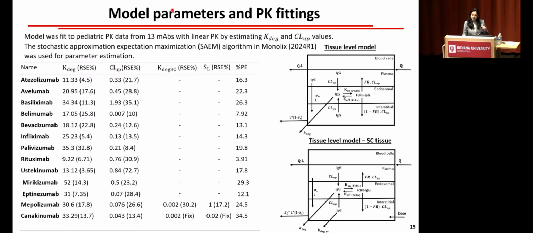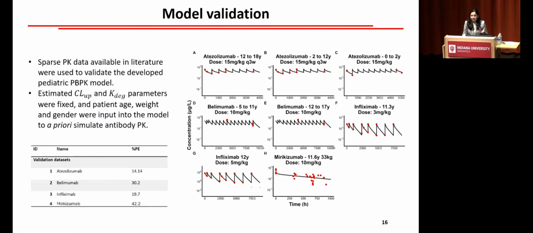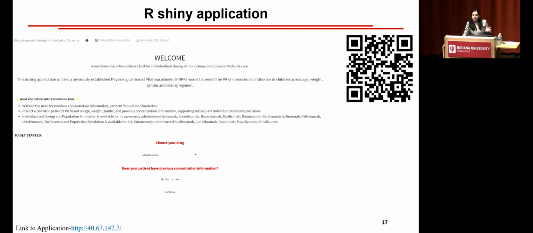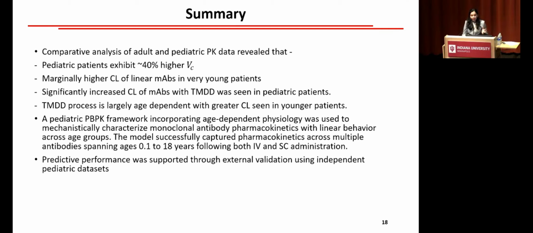Our model is currently able to do that for 13 different antibodies. And we have also validated our model by using sparse antibody PK data, which was available and not used for model development. As you can see over here, we were able to predict a priori the PK of antibodies at different age groups reasonably well. We've also incorporated this model into a Shiny app to make it easier for clinicians to use this model to support dose development.